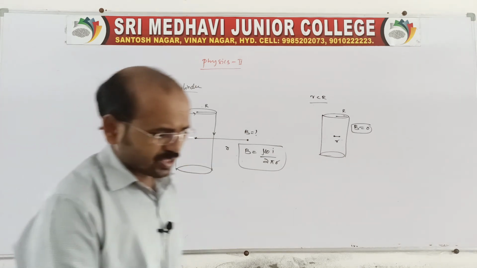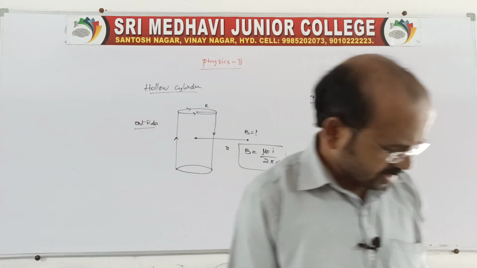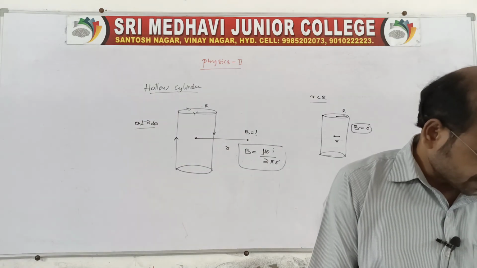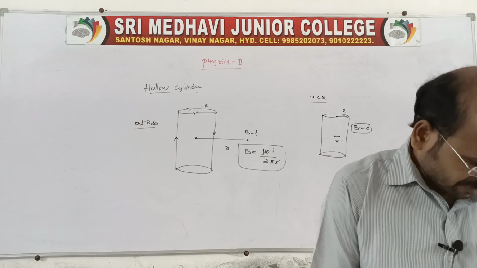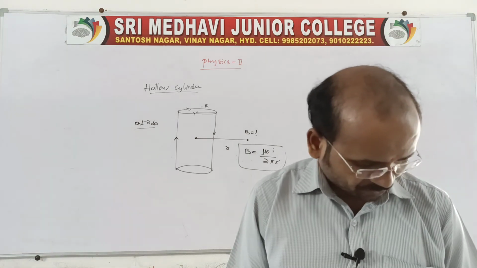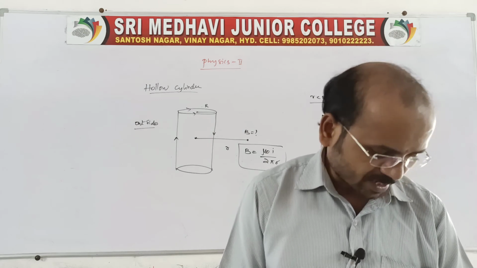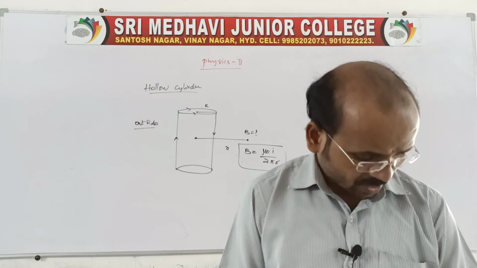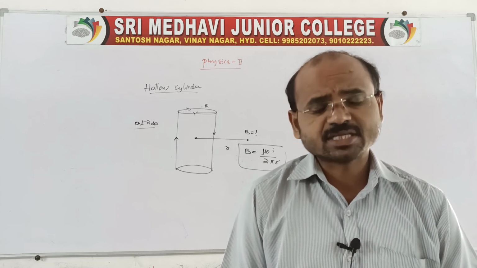If I go for the solid cylinder, outside it is the same: B is equal to mu naught I by 2 pi r. If it is inside, it will be different. B inside will be mu naught I r by 2 pi capital R square, if it is inside the solid cylinder.